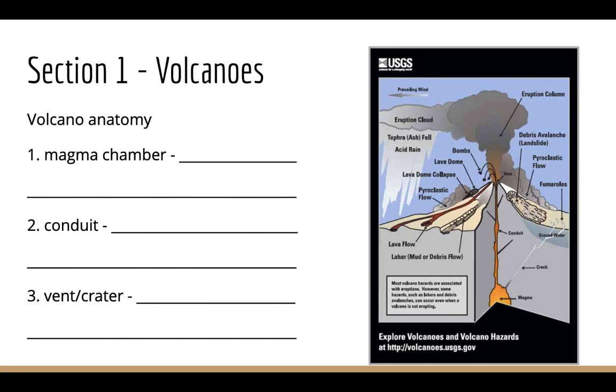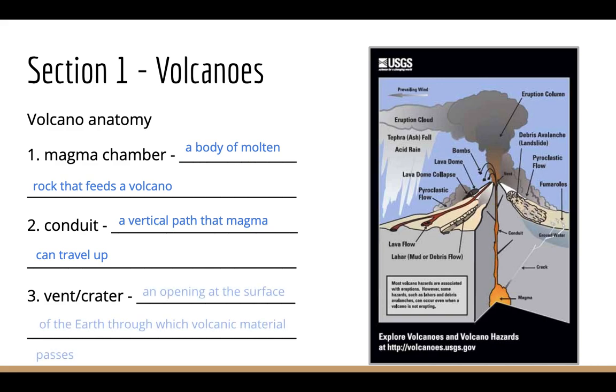Here we have some anatomy of the volcano. We have the magma chamber, conduit, and vent crater. The magma chamber, as we mentioned earlier, is a body of molten rock that feeds a volcano, and that's often found deep underneath the ground beneath the volcano. The conduit, just like how we use conduit to carry electricity or electrons to wiring and lights and things like that, is a way for magma to travel vertically from the magma chamber up to the vent or crater.